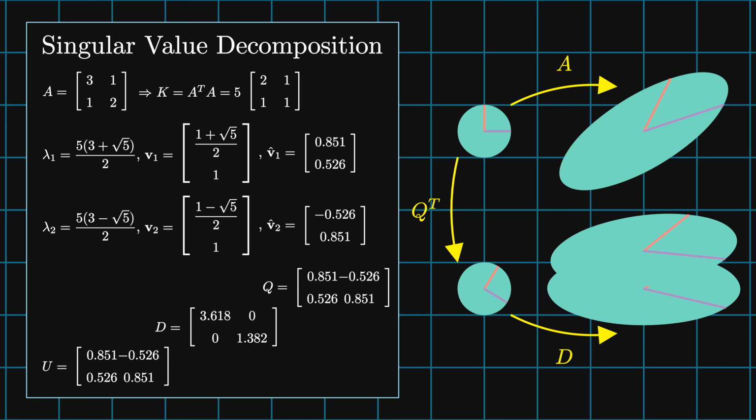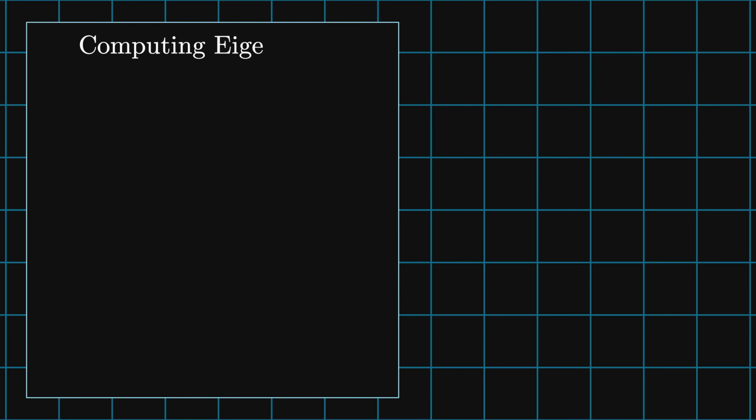Then U is a counterclockwise rotation. Singular value decompositions are used frequently in signal analysis, image compression, and anywhere the eigenvalue analysis might be useful, and your matrix just isn't square. Lastly, we'll go over some numerical techniques for computing eigenvalues without having to numerically solve for the roots of a degree n polynomial.